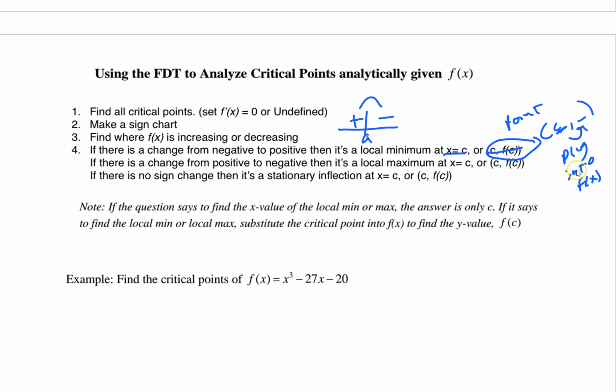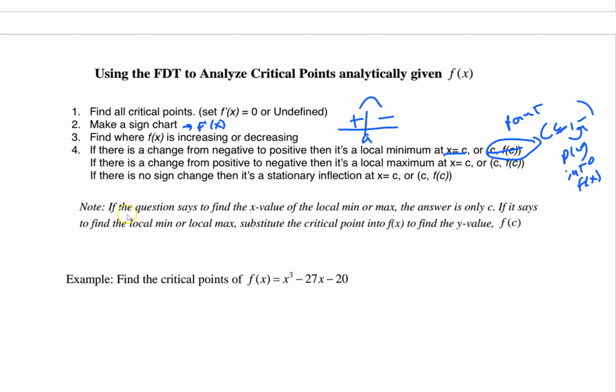Notice that when you do a sign chart, you always plug into the derivative. If it's a sign chart for f prime of x, plug into f prime. If you're doing a sign chart for f double prime, plug into f double prime. But if you want a point, the point is on the original function, so we always plug into the original function. And again, if you go positive, negative, it's a max. If the sign doesn't change, it's a stationary inflection.